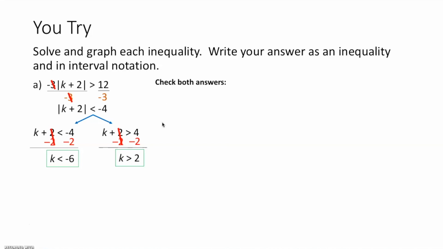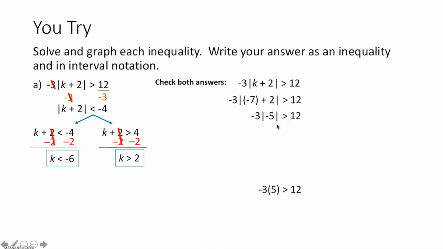Now I'm going to check each of these separately. So first, let's pick a k value that's less than negative 6. How about negative 7? Negative 7 plus 2 is going to give me negative 5. Now, what's the absolute value of negative 5? That's positive 5. And positive 5 times negative 3 is going to give you negative 15. Is negative 15 greater than 12? No, it is not. Therefore, this is not one of your solutions.